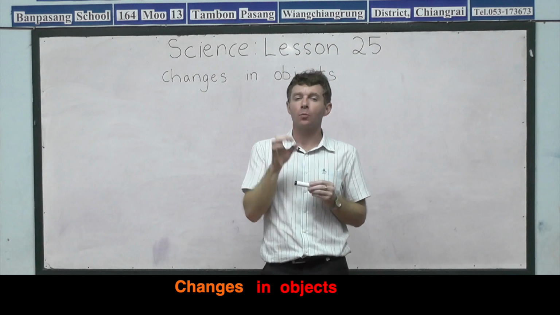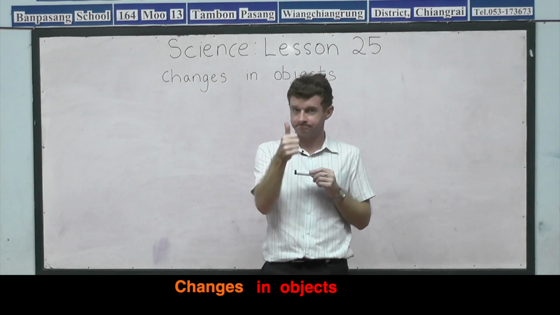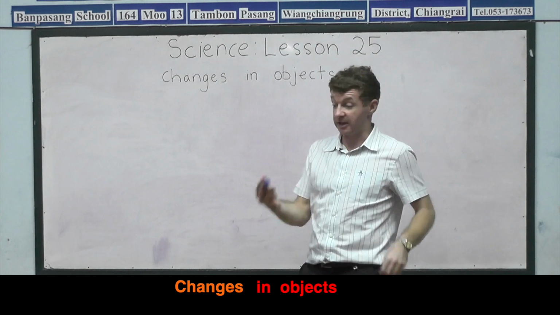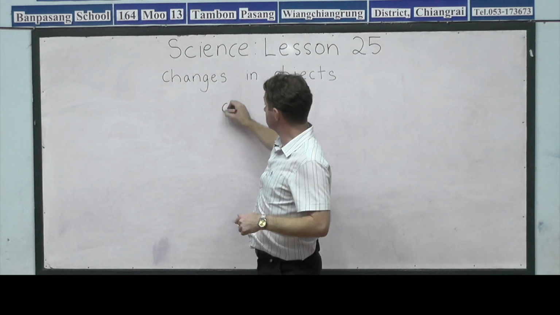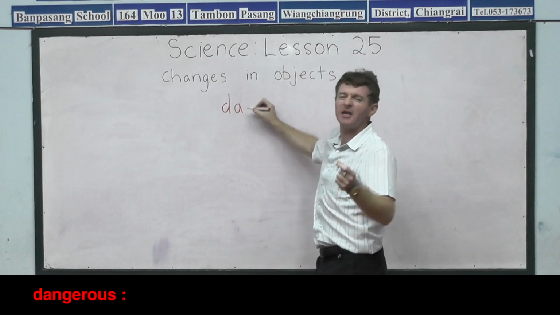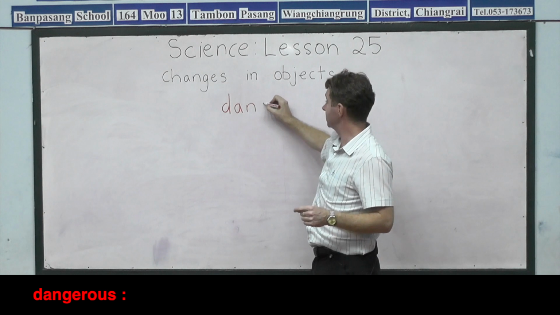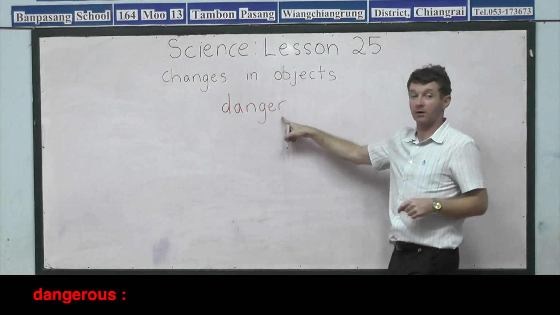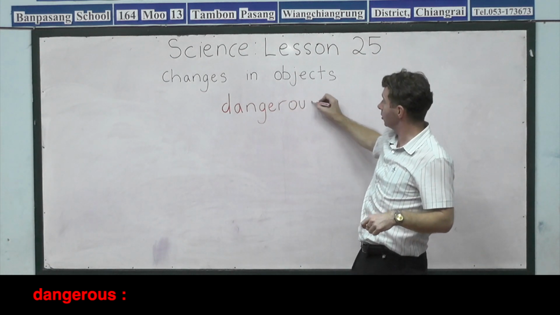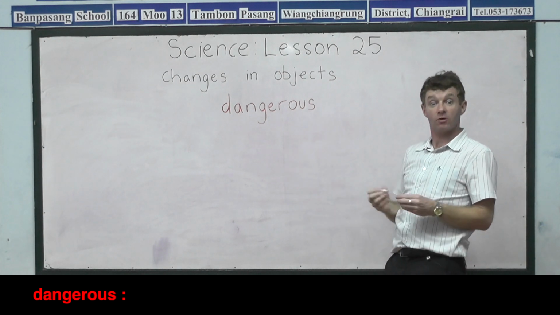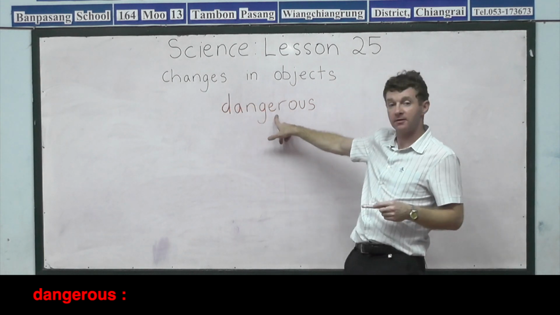And in the last lesson, we did a specific type of change, something that might hurt us. What did we say it was? Dangerous. Excellent. And we'll write dangerous in red, because whenever we see red signs, it usually means dangerous. D-A, like danger. How do we spell danger? D-A-N-G-E-R. And to make danger, dangerous, we add O-U-S. Dangerous. So we were looking at objects that when they change, they are dangerous.